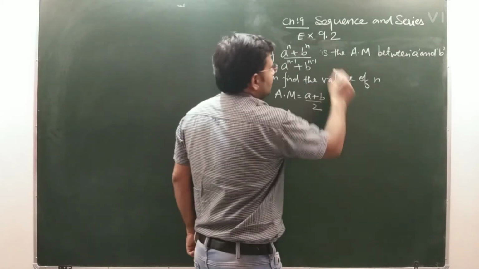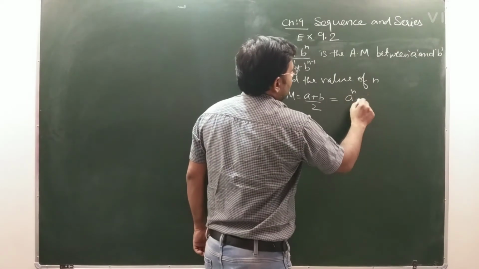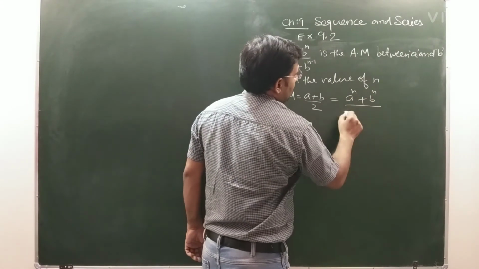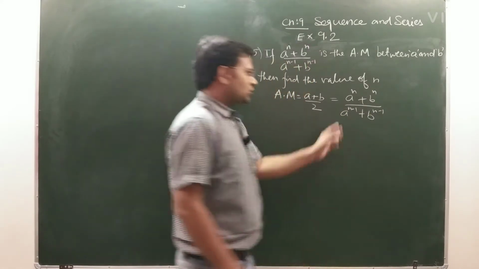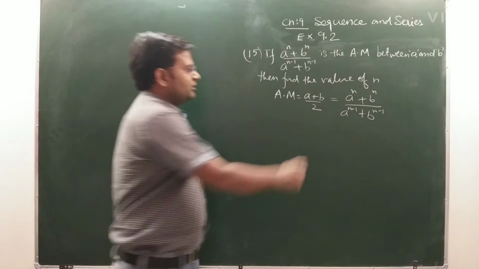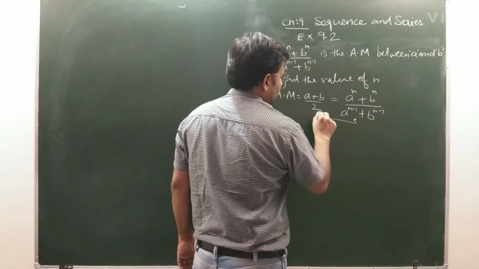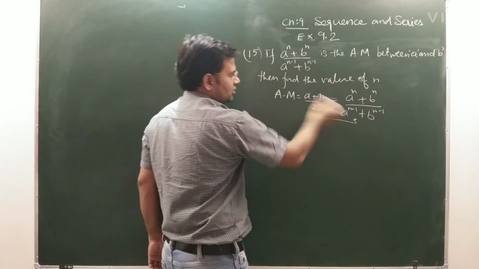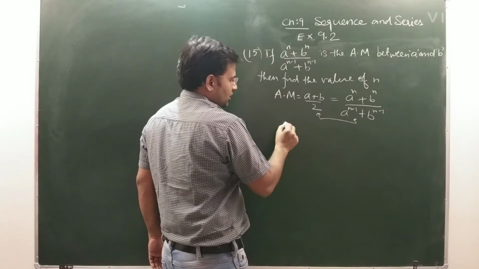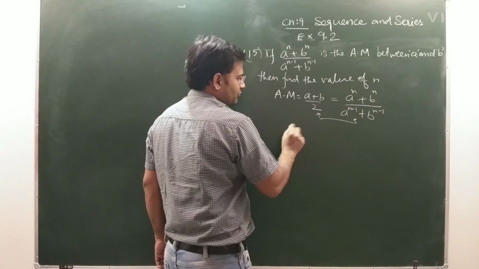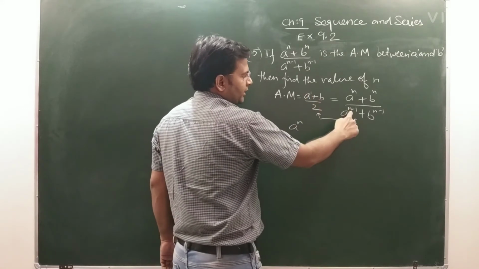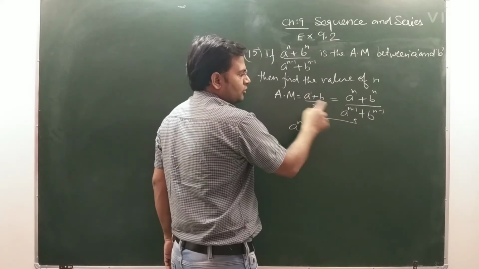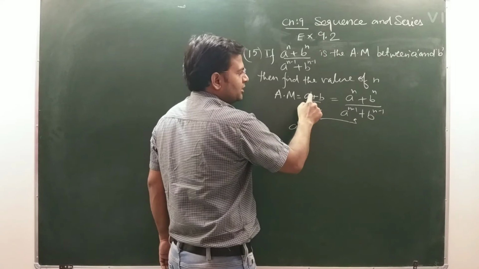So you can start from here, that is a^n plus b^n upon a^(n minus 1) plus b^(n minus 1). So this is given to you. So we start from here, that we do the cross multiplication. If I do the cross multiplication, then a into a^(n minus 1) will become a^n, because here the exponent is 1, here the exponent is n minus 1. So when you multiply, then the exponents will be added.